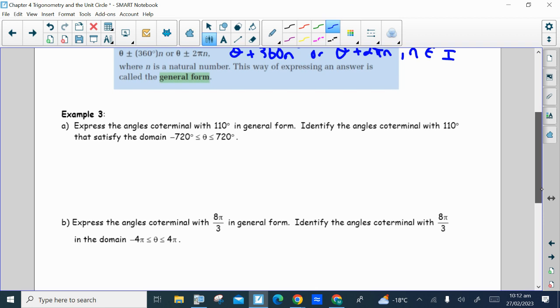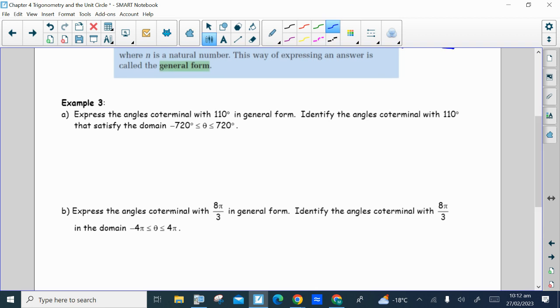So this first question says, express the angles that are coterminal with 110 degrees in general form. So that's the first part of this. Because that angle is 110 degrees, we're going to be using degrees, and we would say that the general form would be 110 degrees plus every multiple of 360 n degrees, where again, n is an element of integers.